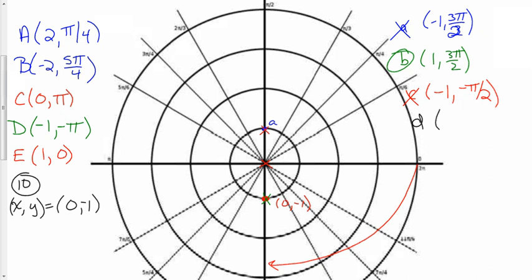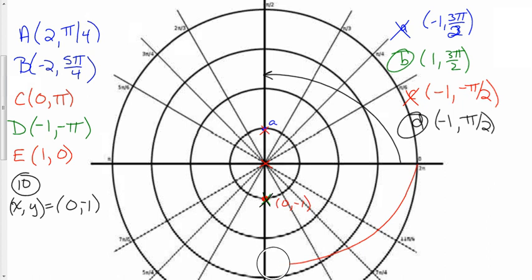D is at -1, positive pi over 2. So for positive pi over 2, I come to this pole, and I'm going to go -1, and that puts me right on the spot. So D is a correct answer choice.